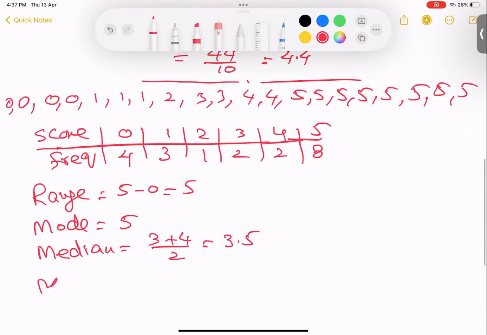Mean is very interesting, students. I'm going to teach mean for the first time. The formula is sigma fx by sigma f. You have never done it before. I'm going to do it now. Get ready, please. What is sigma fx?